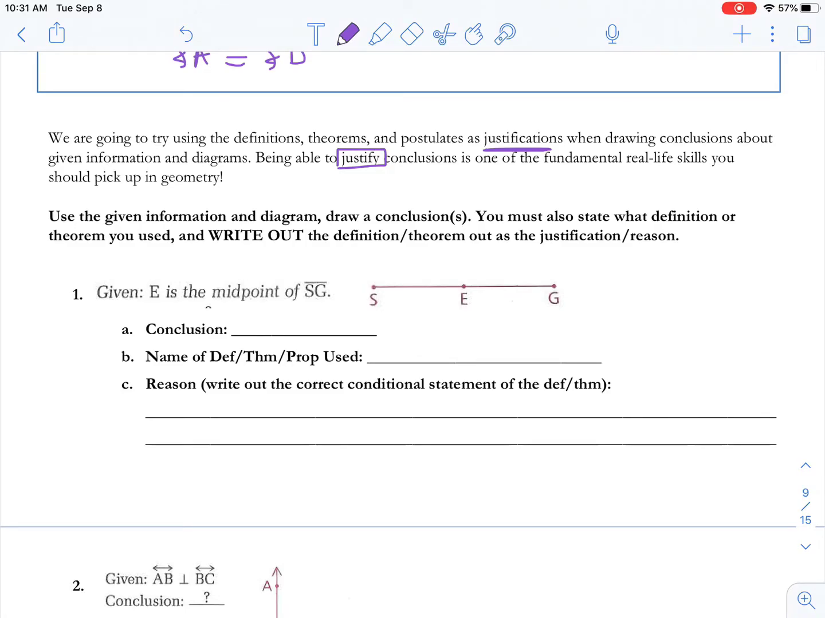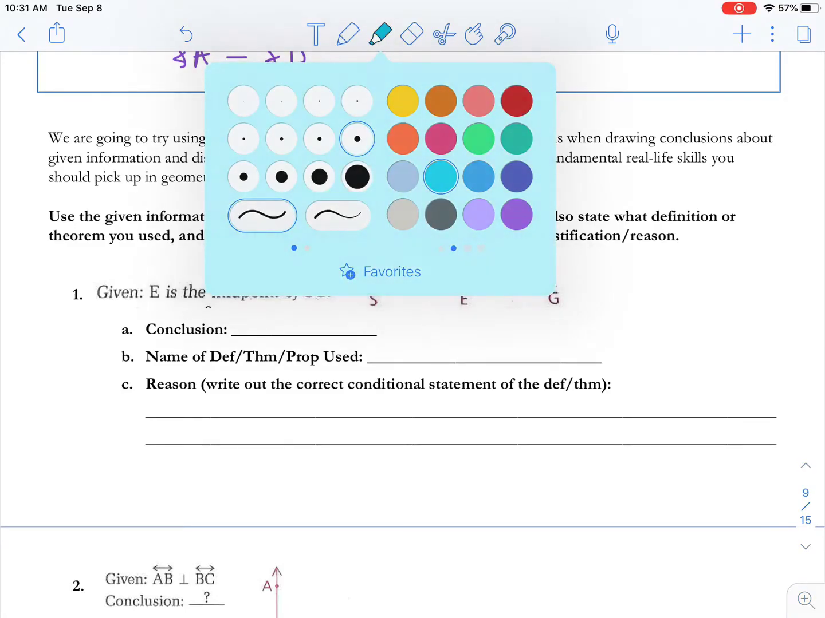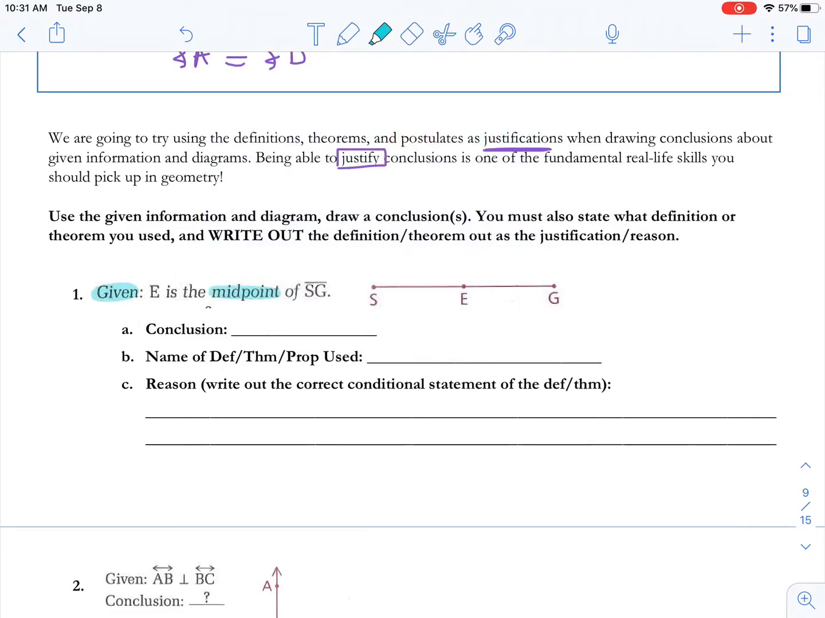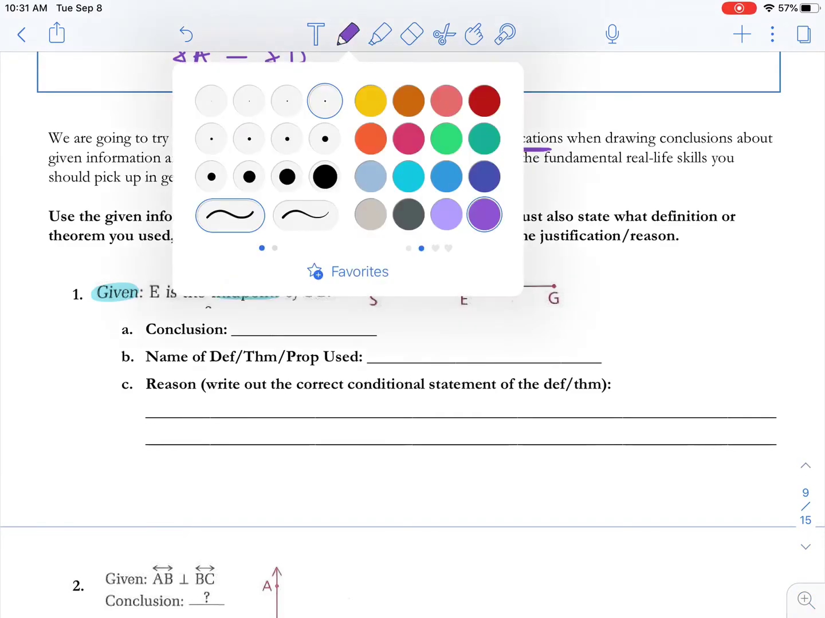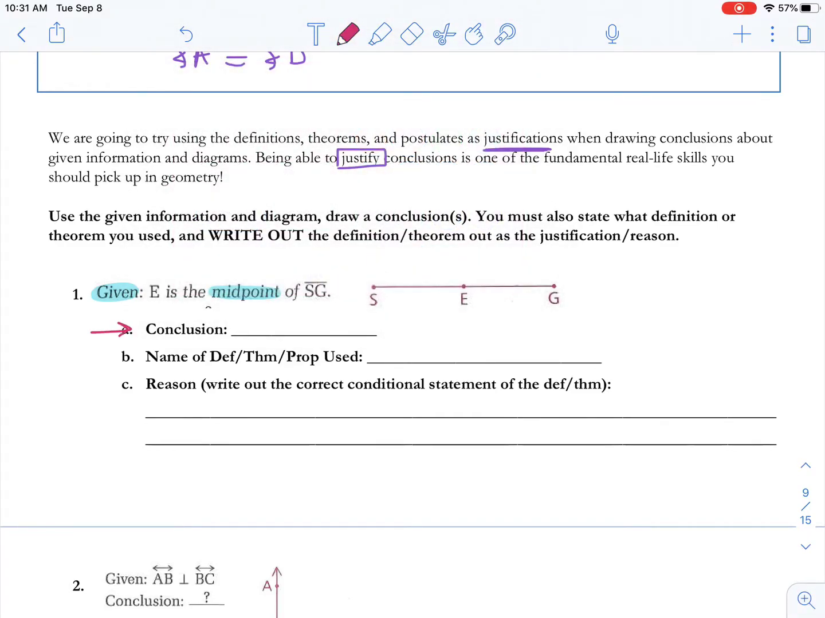So what we're going to do is read the given information, find the key word, and think about the definition or the theorem. Then we're going to draw a conclusion about the diagram. So we're going to say what else is true about the diagram, and then this time we're going to actually write out the name and write out the correct conditional statements. That means an if-then form of the theorem and definition.